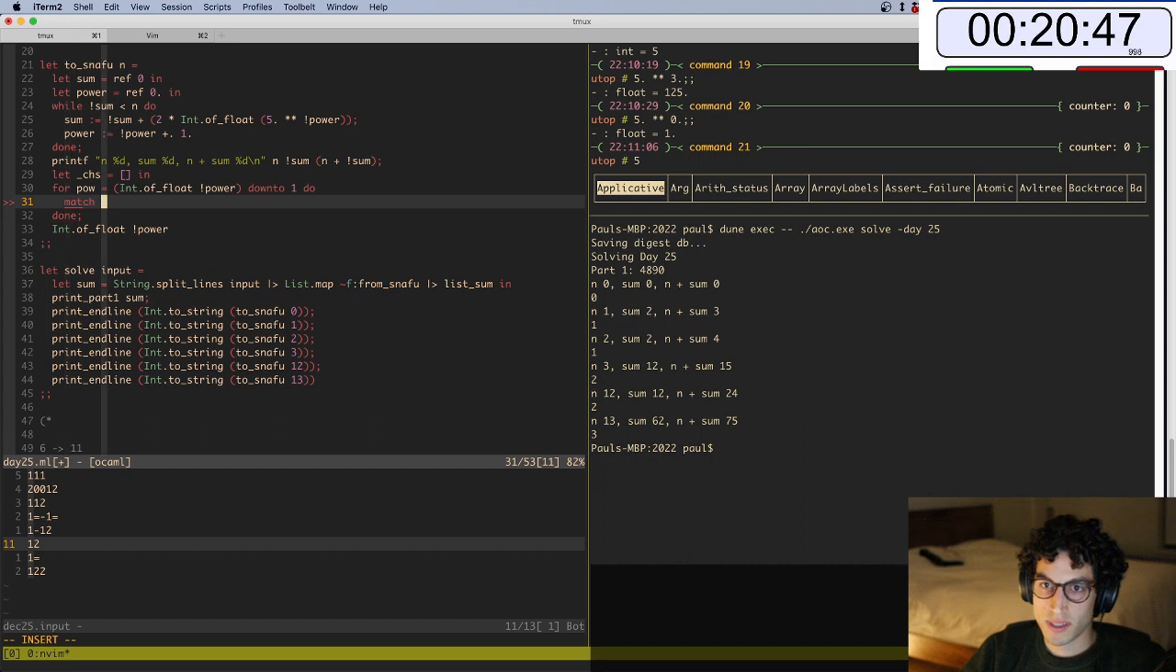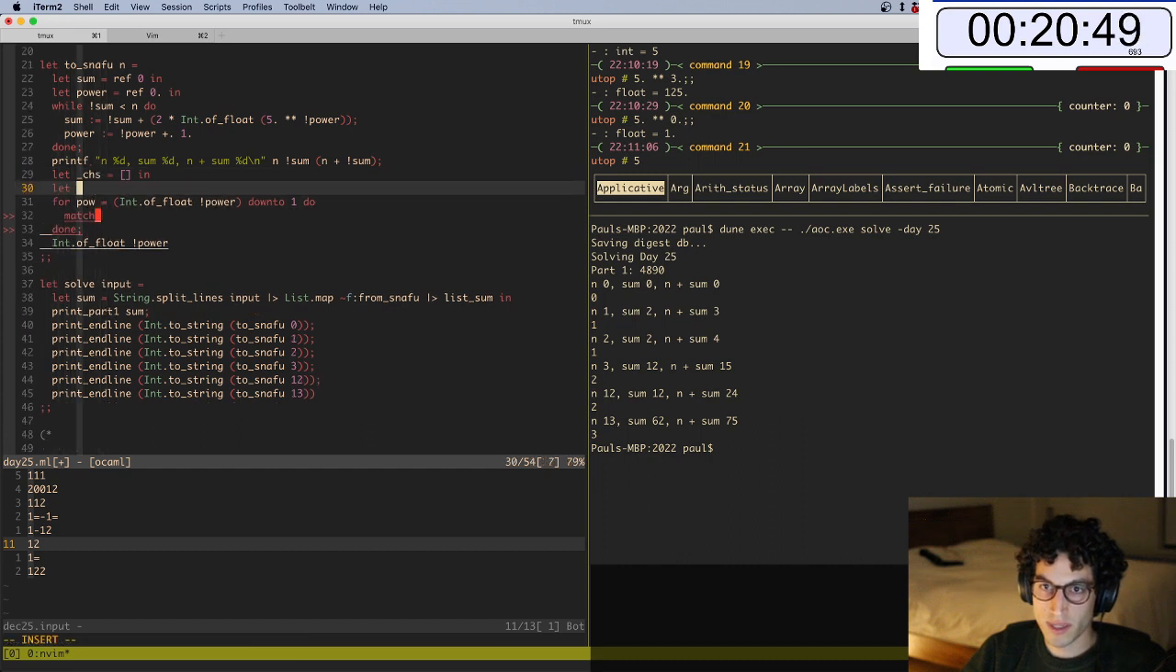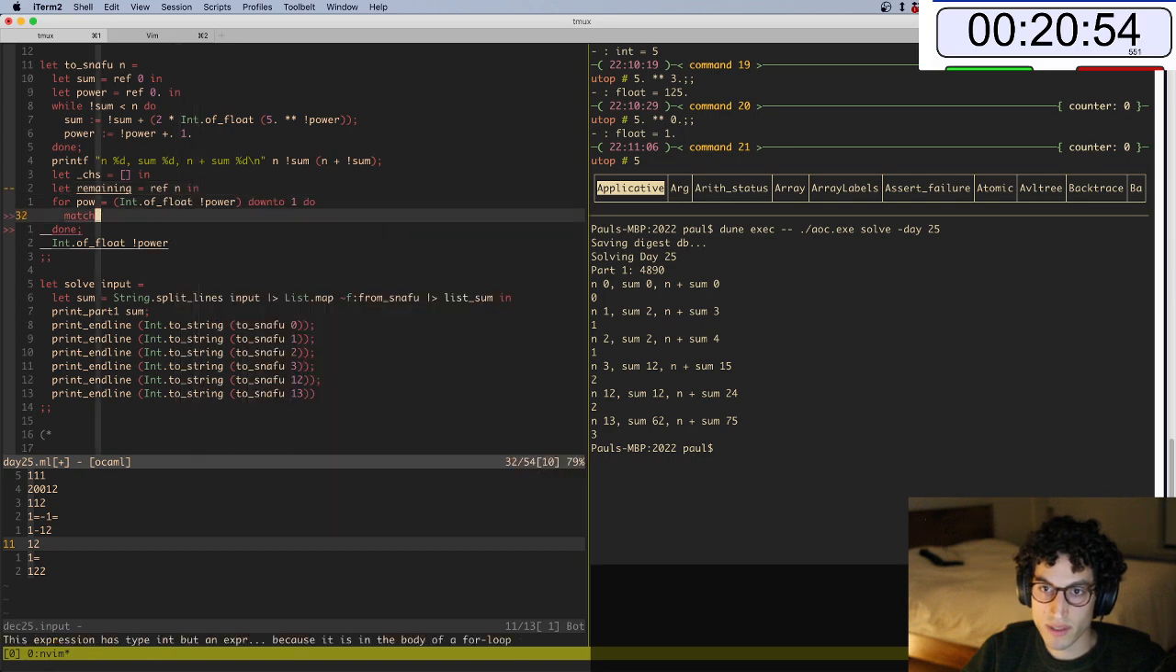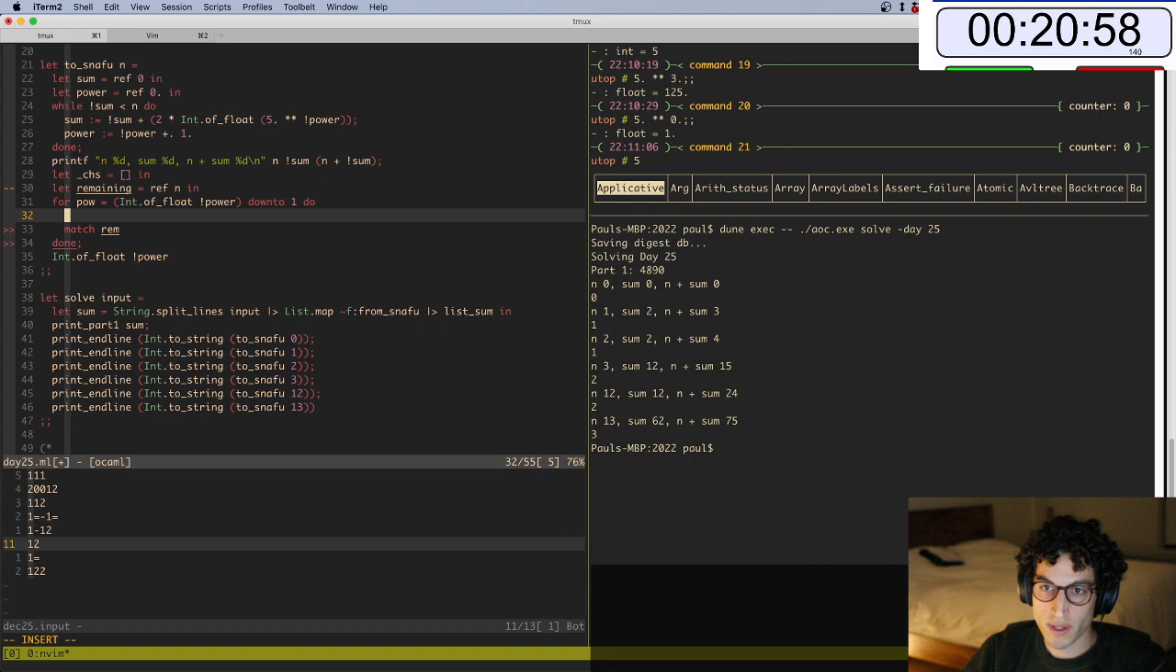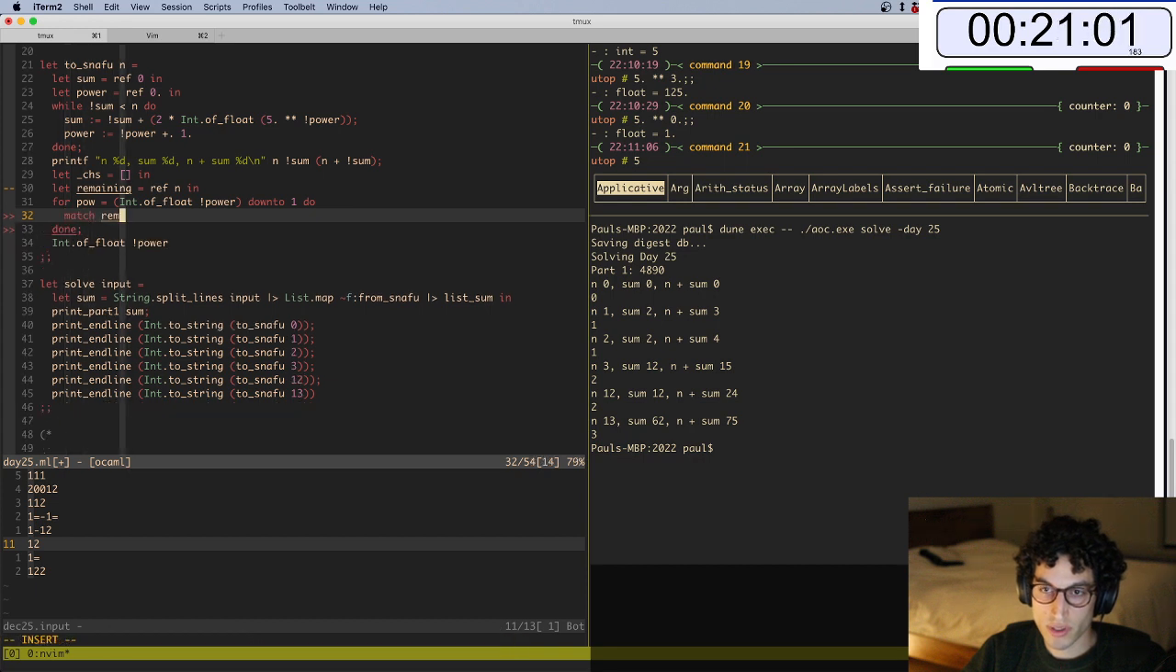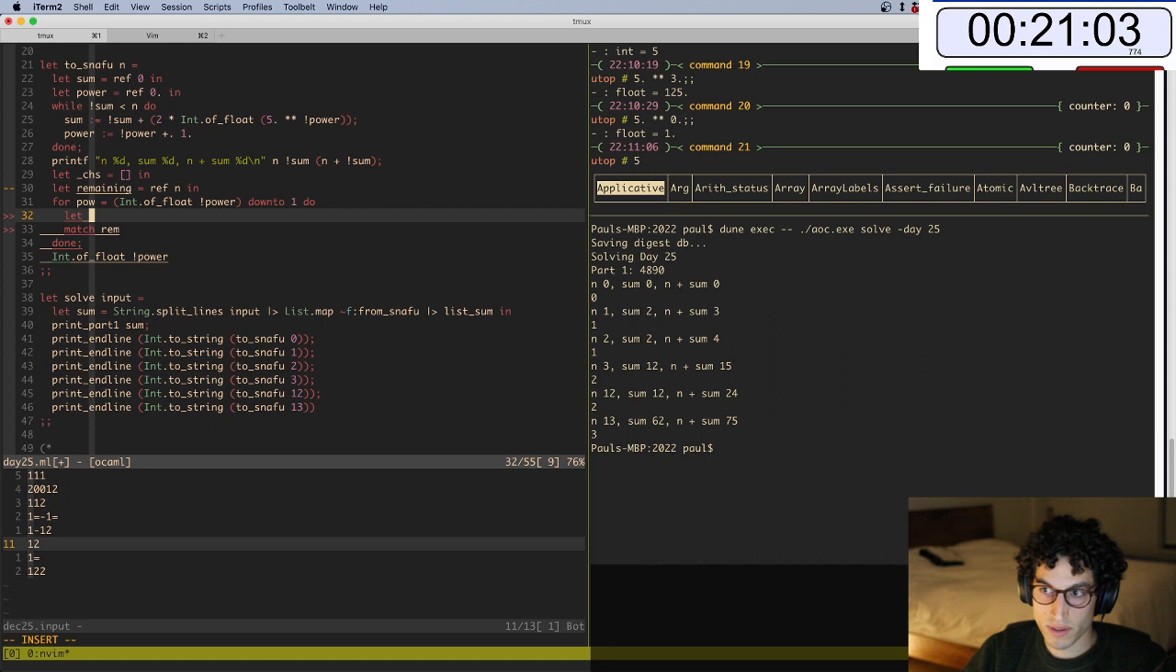Match. Let remaining equals ref n in match. Let 2 power equals int of float 5, float of int pow in.